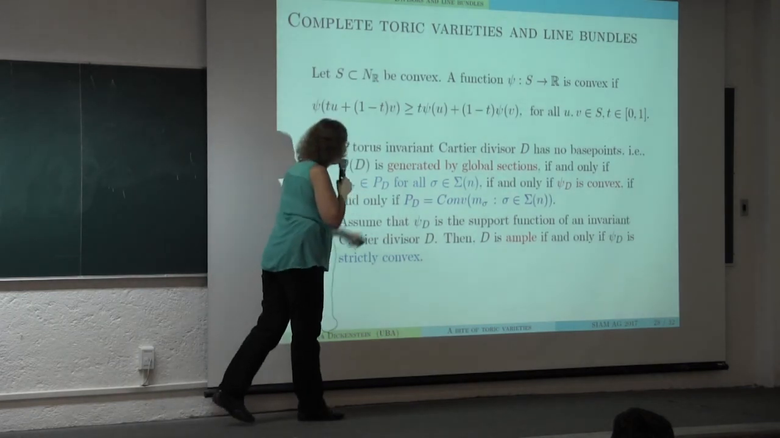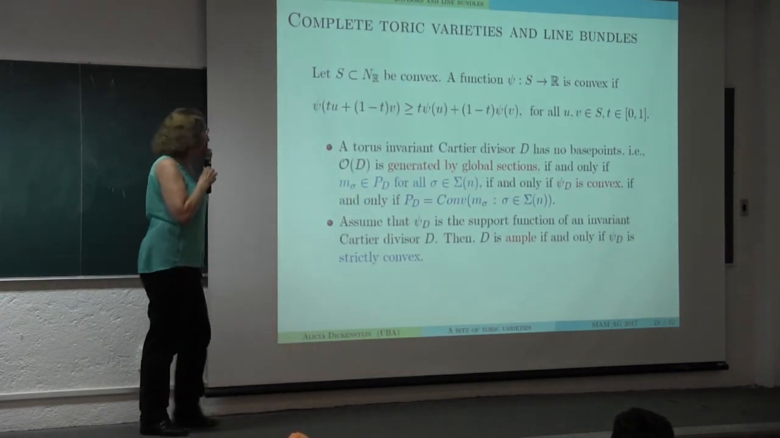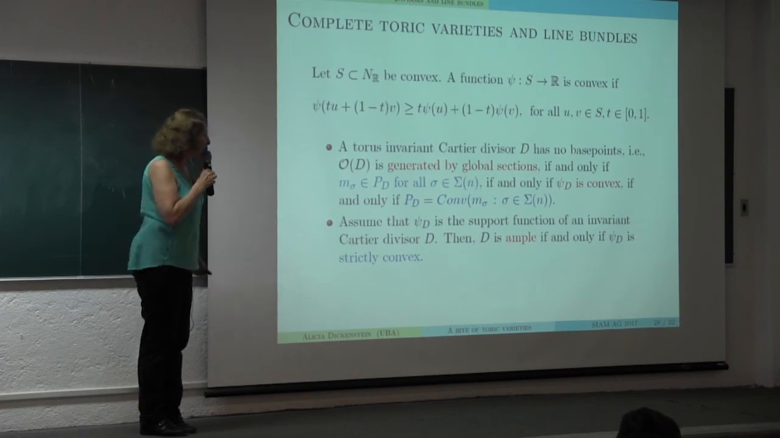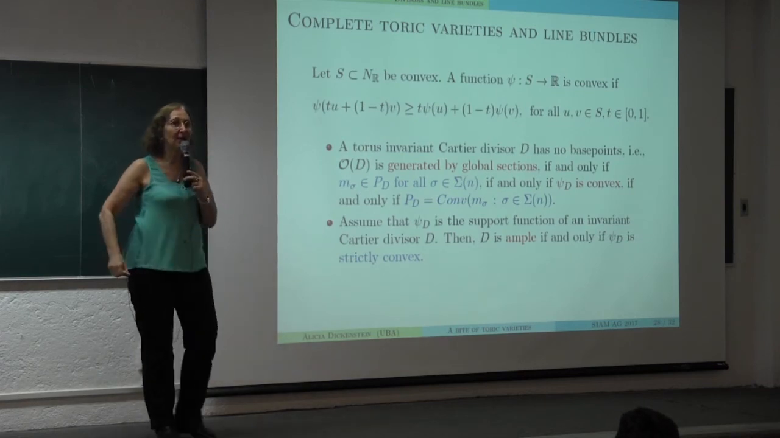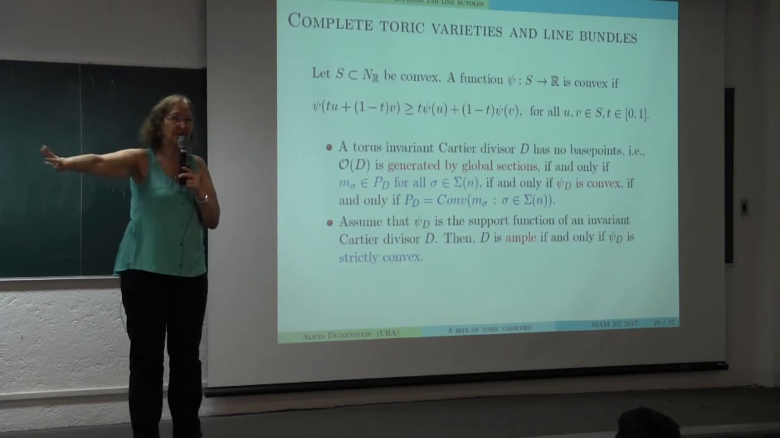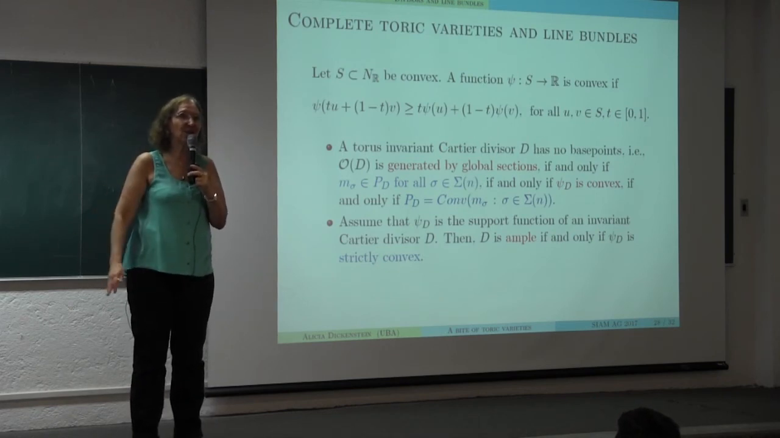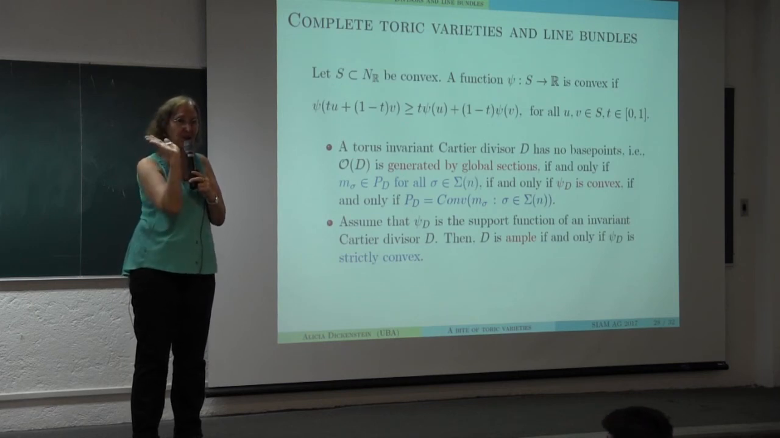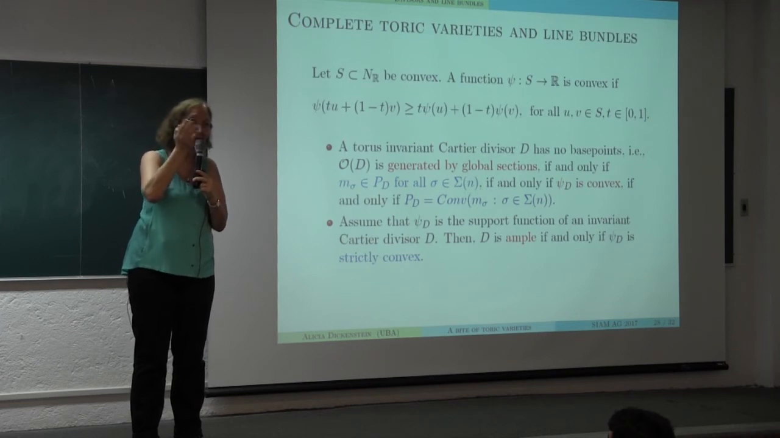And this, let me skip it. And D is ample if and only if this function is strictly convex. For example, one convex function is the function zero. This is convex, but it is not strictly convex. Strictly convex means that if I have a linear function in this cone, in the neighboring maximal dimensional cone I have a different one there.